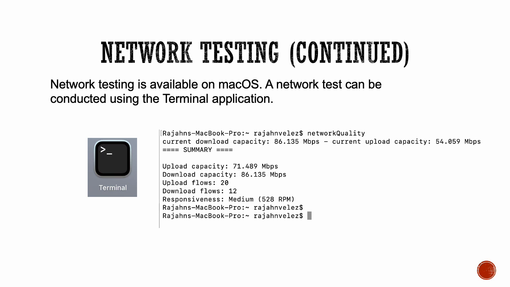Here we have an example of a network test that I conducted using the networkQuality command. Now I went to the terminal application as discussed in the previous slide, and next to it here in this graphic, we have a picture of my own network test. The upload capacity at the time of the test was 71.489 megabits per second. The download capacity was 86.135 Mbps. The upload flows was 20. The download flows was 20. And the responsiveness of my network was medium at 528 RPM.